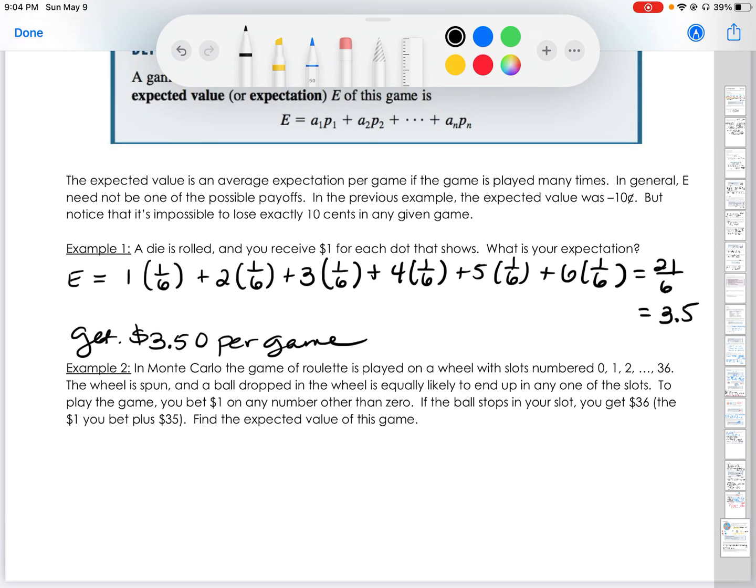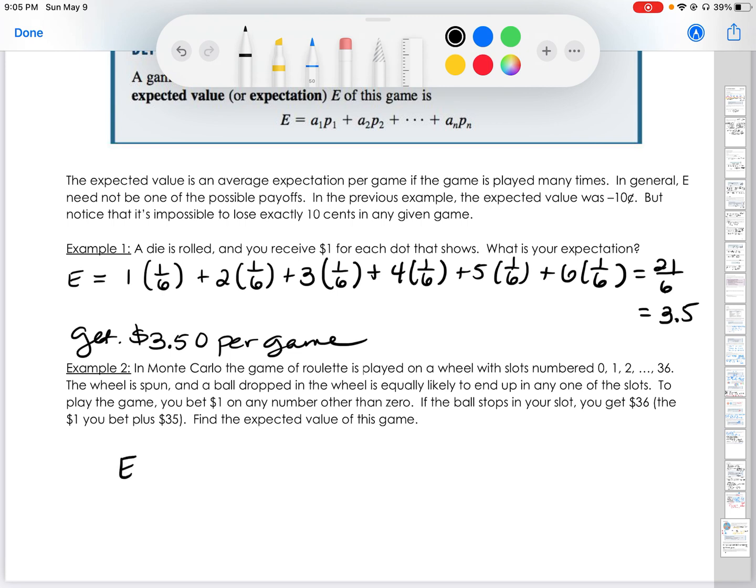In Monte Carlo, the game of roulette is played on a wheel with slots numbered 0 through 36. The wheel is spun and a ball is dropped in the wheel, and it is equally likely to end up in any one of the slots. There's no trick to this. So in order to play the game, you're going to bet $1 on any number other than 0. If the ball stops in your slot, you get $36. The dollar you bet plus an extra 35. So we want to find the expected value of this game.